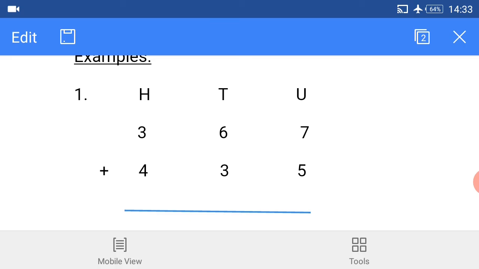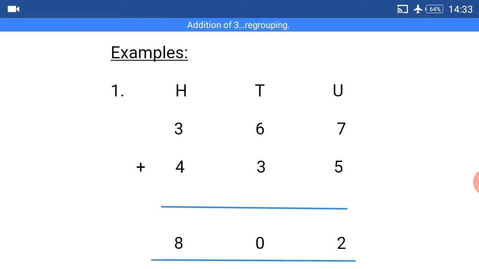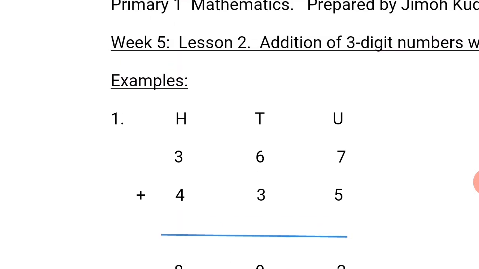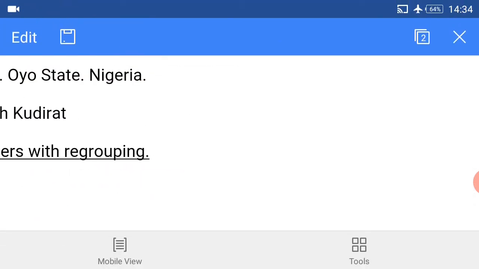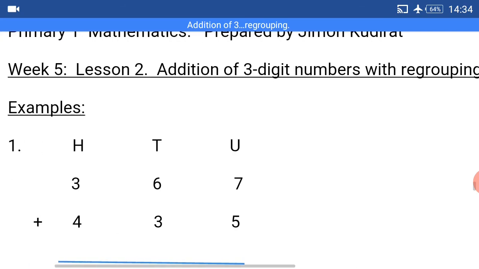You know, when we started, we first solved what we have under unit. So if you have any remainder here, you will take it to tens. If there is remainder under tens, you will take it to 100. That's how to solve questions on addition of 3-digit numbers with regrouping. I hope it's understood.